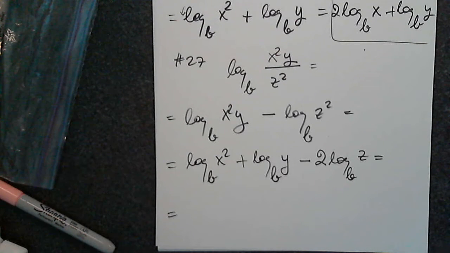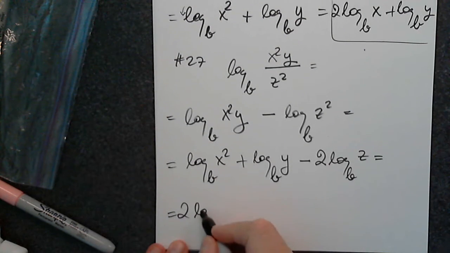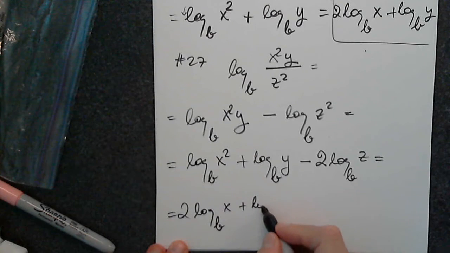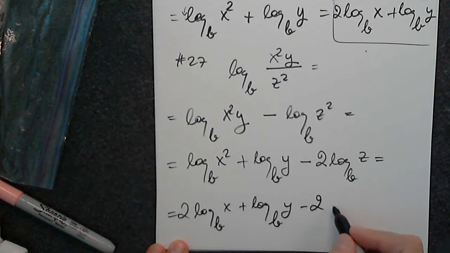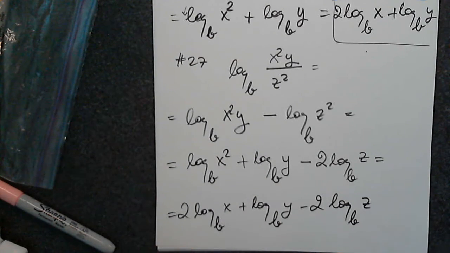We only have to apply the power rule on the first one. So we have 2 in front, log base b of x, plus log base b of y, minus 2 log base b of z. Again, I cannot stress enough how important this is because we're going to condense in a minute. So notice that there is how many logs with negative in front? How many quantities will go to the denominator when we go backwards? Good.